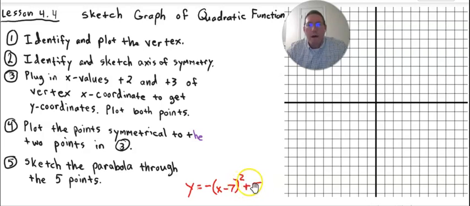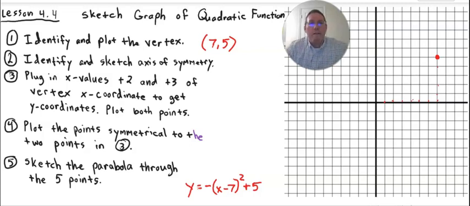We leave it as is, which is a positive 5. So it looks like our vertex is going to be at positive 7 and positive 5. Okay? So let's go over to positive 7, 1. So here's 1, 2, 3, 4, 5, 6, 7. And we're going to go up to 5. 1, 2, 3, 4, 5. So there's our vertex right there. Okay, so we've plotted our vertex.